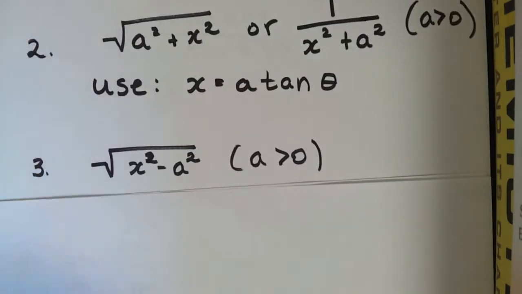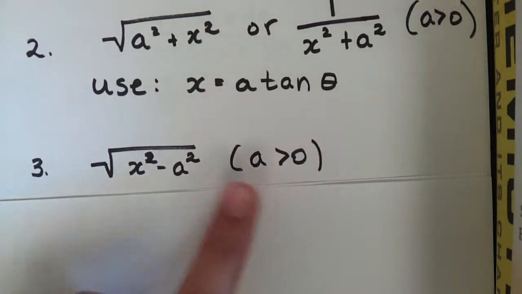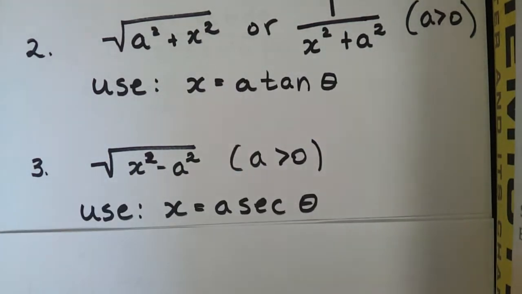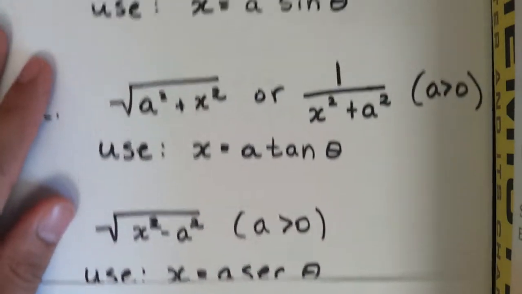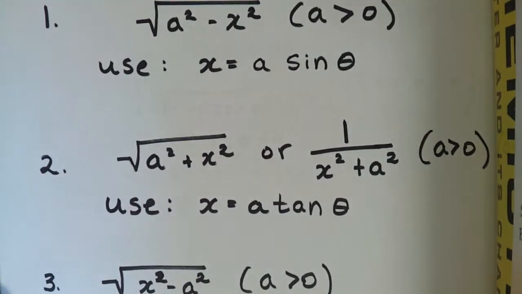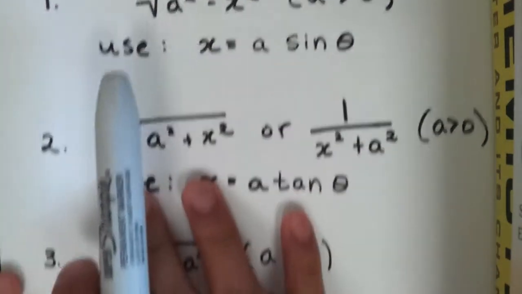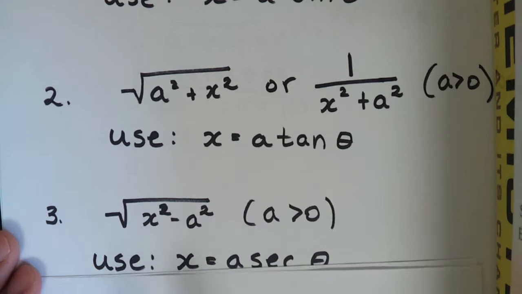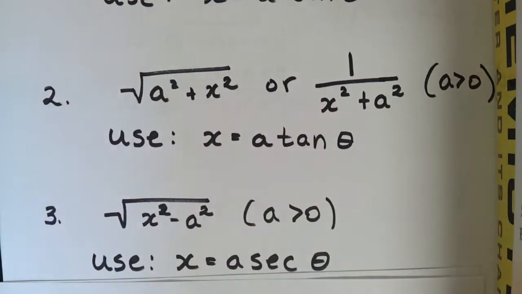And then the last one is if you have x squared minus a squared, where a is greater than 0. You're going to use a secant substitution. So wherever you see x, you can input a times secant of theta. This one looks fairly similar to the sine substitution. Here we have the constant minus the variable. Here we have the variable minus the constant. So hopefully you can remember that. In the tangent one we just add them, so it doesn't matter what order they're in.